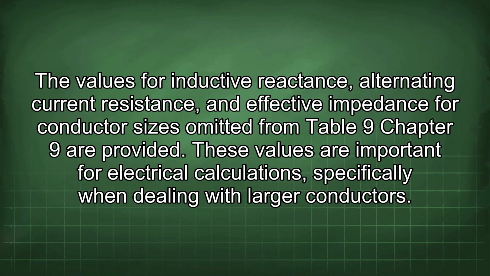The values for inductive reactance, alternating current resistance, and effective impedance for conductor sizes omitted from Table 9, Chapter 9 are provided. These values are important for electrical calculations, specifically when dealing with larger conductors.